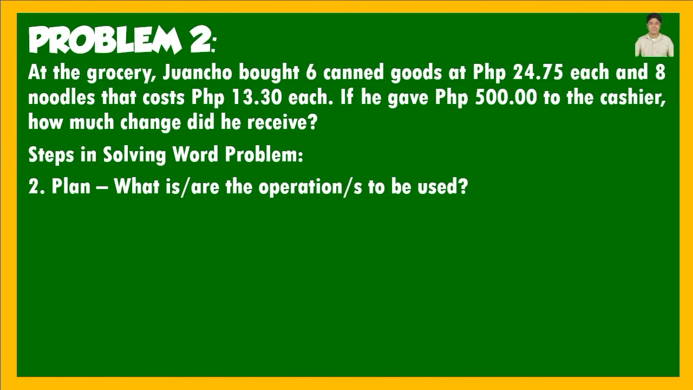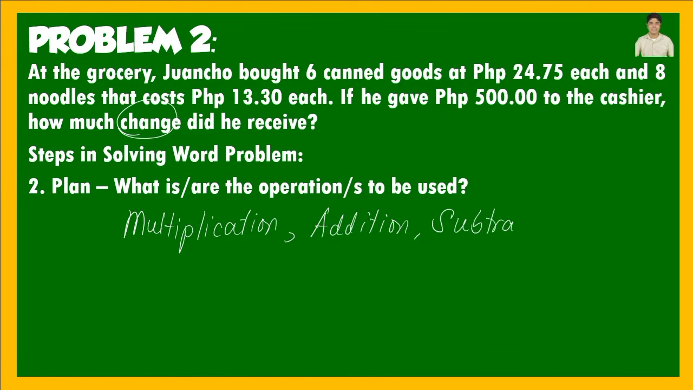So, next naman, what is or are the operations to be used? So, para malaman natin kung ilan lahat ang presyo ng canned goods, ng noodles, kailangan po natin syempre mag-multiply. So, kailangan po natin ang multiplication. And then, para malaman din natin magkano yung total na binili niya, kailangan din po natin yung addition operation. And then, finally, para malaman natin magkano yung sukli ni Juancho, kailangan po natin yung subtraction.